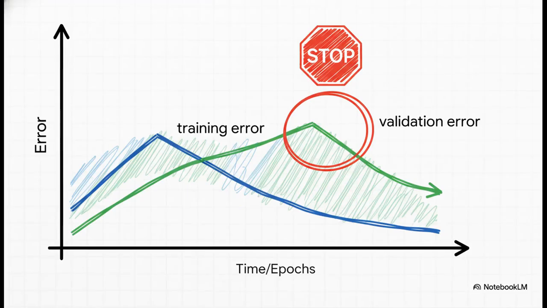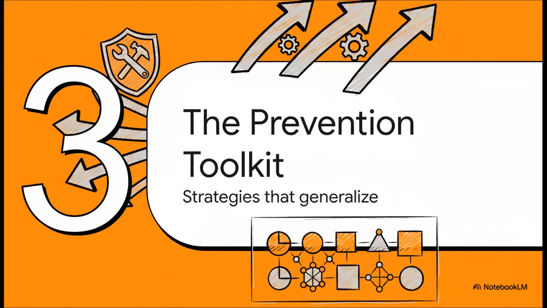Here's another fantastic way to catch it. Watch your error rates while you're training. If you see the training error going down, down, down, which feels great, right? But the error on your separate validation set starts to flatten out or even creep back up, stop right there. That's the exact moment your model switched from learning to just memorizing. Now, the good news is we are not helpless here.